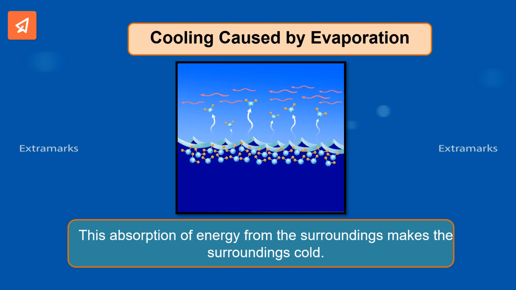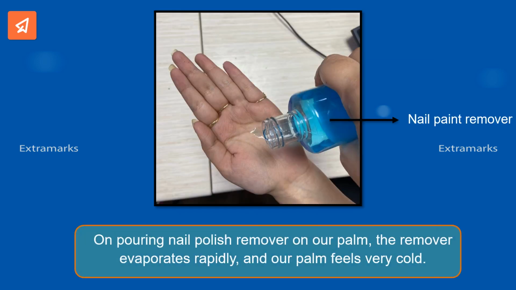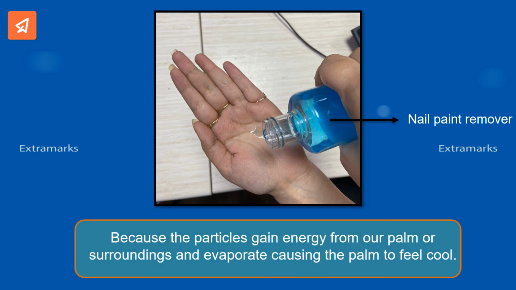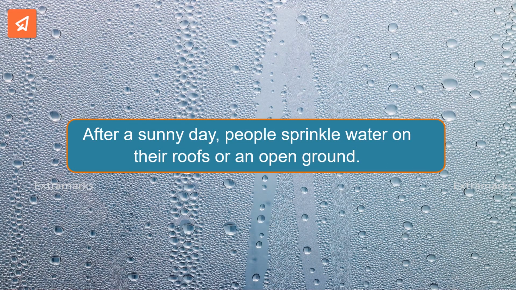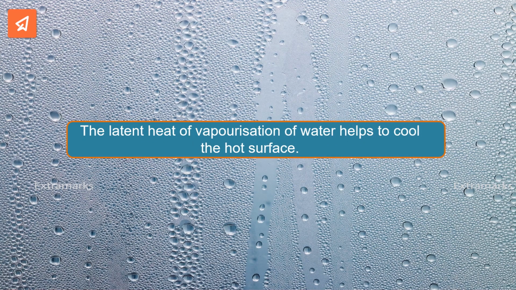Let's understand this with the help of an example. If we pour some nail polish remover on our palm, it evaporates rapidly and our palm feels cold. This happens because the particles gain energy from our palm or surroundings and evaporate, causing the palm to feel cool. Moreover, you might have noticed that after a sunny day, people sprinkle water on their roofs or in open ground. This is because the latent heat of vaporization of water helps to cool the hot surface.